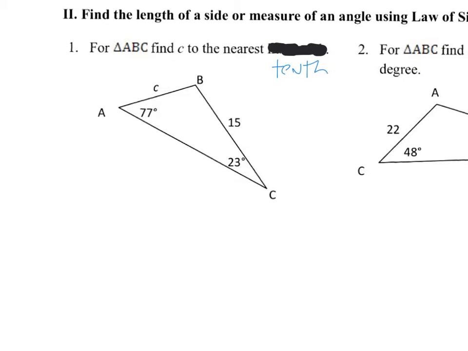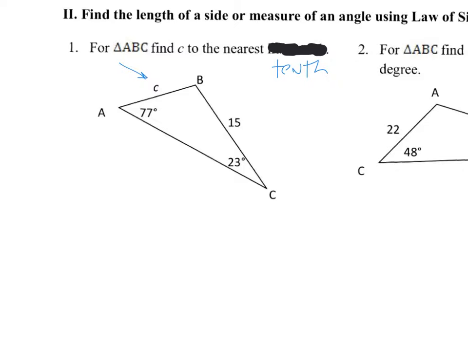Hello students, we're going to be reviewing the practice for test 5 worksheet, and for problem number 1 we want to find a side of this triangle, side C, to the nearest tenth. Remember, sides are always denoted by lowercase letters, angles, capital letters. So here we first look to use SOHCAHTOA.